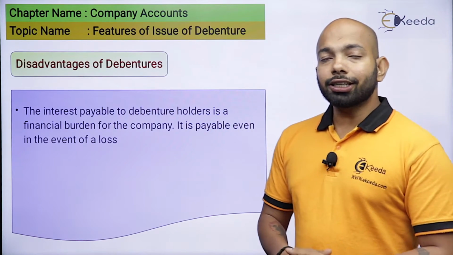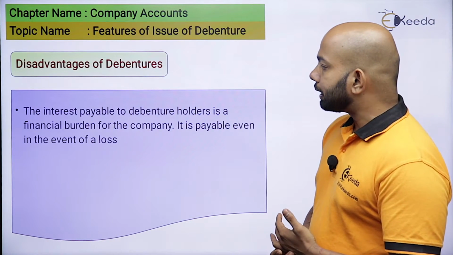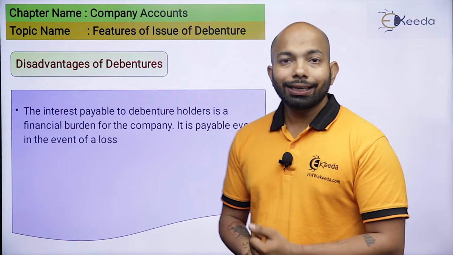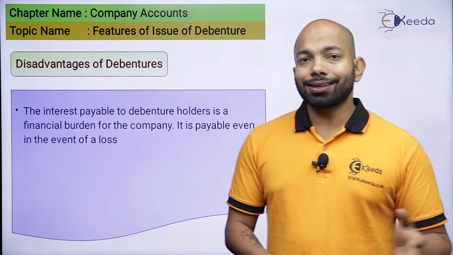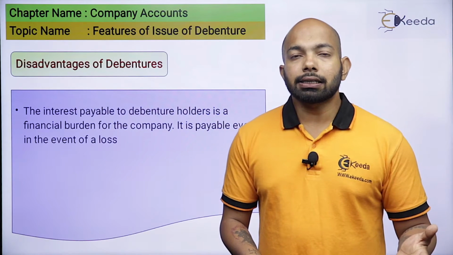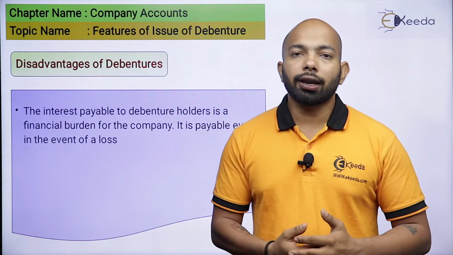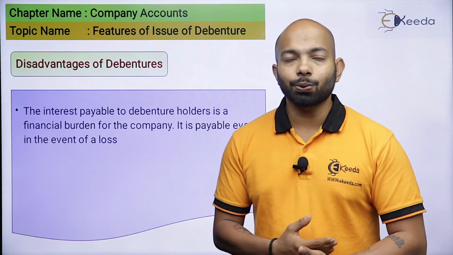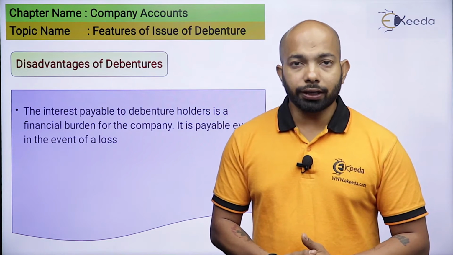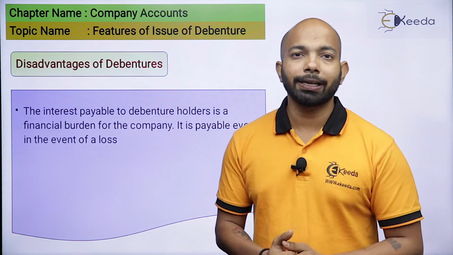Now we'll be talking about disadvantages of debentures. The interest payable to debenture holders is a financial burden on the company. It is payable even in the event of a loss. Of course, with all the advantages, there are certain disadvantages as well. If you are making a loss, it becomes challenging for you to pay the interest, yet you cannot skip it; you have to keep paying.